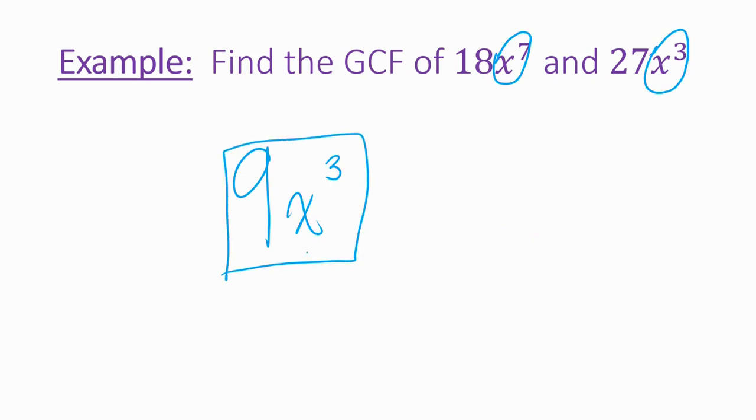And so really, this is still a factor, right? Because in order to get x to the power of 7, I could do x cubed times x to the 4th equals x to the 7th, right? So that's still a factor. I'm just kind of using a shortcut to find that factor. I'm using the biggest exponent that I see.